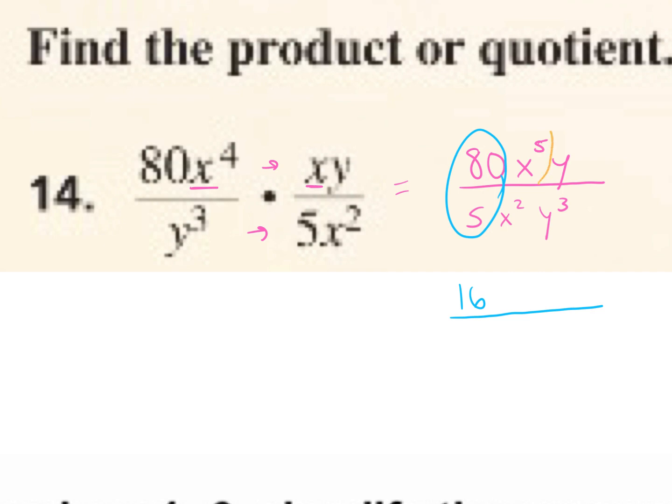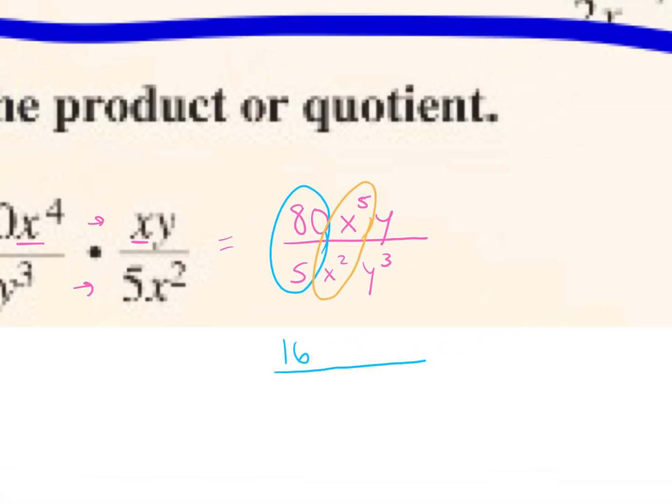Next, I have x to the 5th power divided by x squared. If you want to write it out, I have 5 x's on top. 1, 2, 3, 4, 5. And 2 on the bottom. So I can cancel out the like ones. How many am I left with? 3. Where? On top. So x to the 3rd power on top.